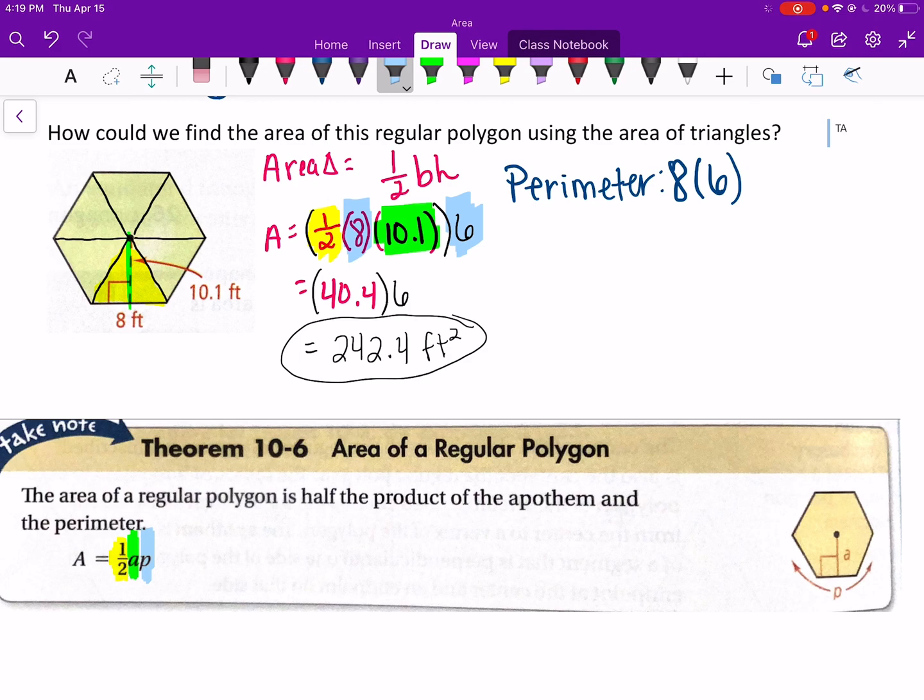So we actually used this formula. We had the 1/2 times the apothem times the perimeter. We just solved it in a different way. But this is basically where this formula comes from. It comes from the triangles within the polygon.